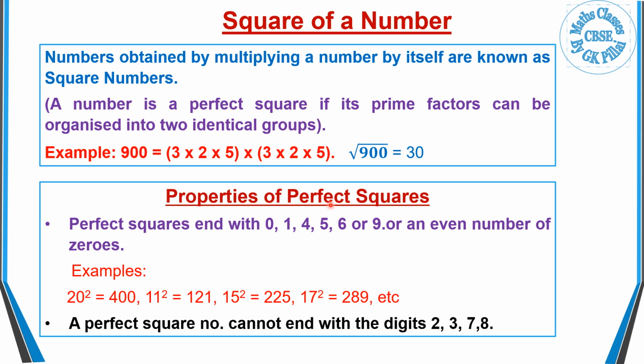Properties of perfect squares. There are certain useful properties of perfect square numbers. Perfect squares end with the digits 0, 1, 4, 5, 6 or 9. Or it can have an even number of zeros only. Maybe 2, maybe 4, etc. These are some examples of squares of numbers. And one more thing, a perfect square number cannot end with the digits 2, 3, 7 and 8.